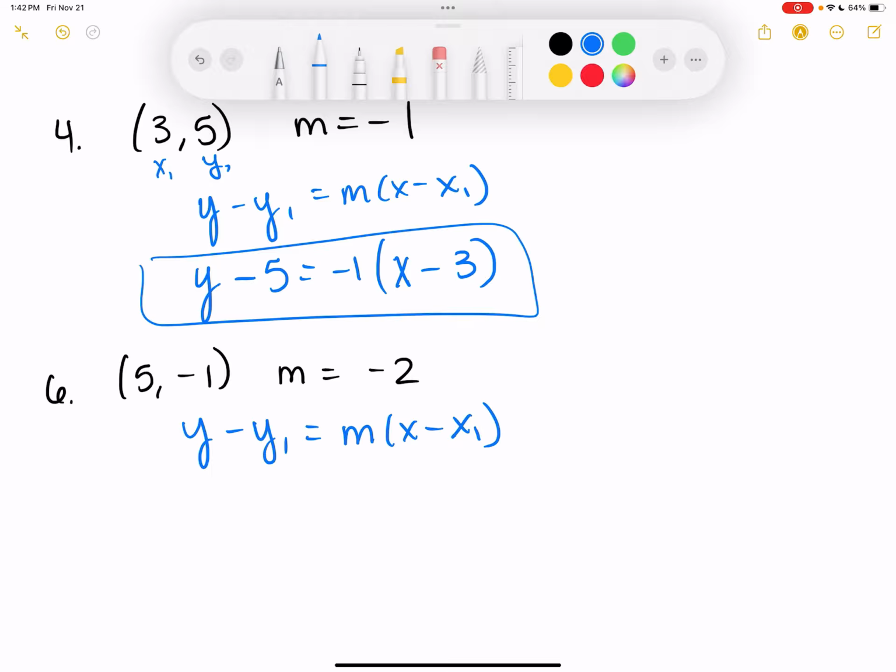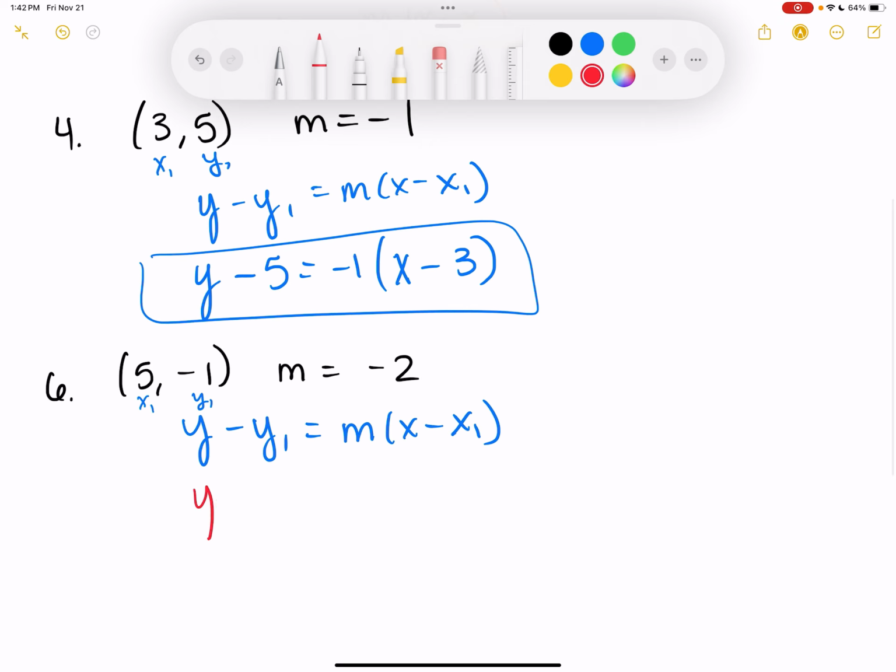So, 5 is x1, -1 is y1. I think I got this. All right, go for it. y plus 1, good, you change the sign, equals -2 times x minus 5. Look at that, and you're done.